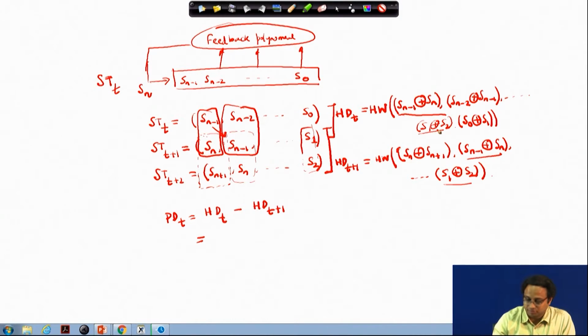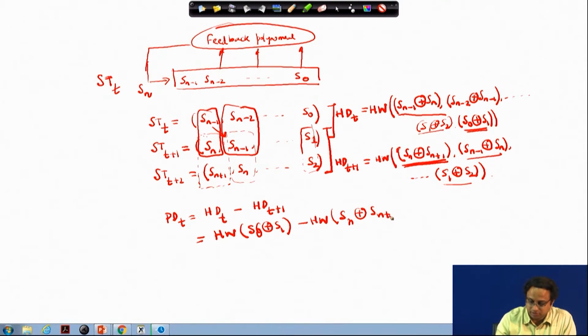So, therefore, the new term that is over here is one of them is this and the other one is this, okay. So, therefore, this difference would be nothing but the Hamming weight of S0 XORed with S1, okay, minus the Hamming weight of Sn XORed with Sn plus 1, okay. So, note that these are the two things which are only different, and therefore, the final result will depend on the difference between these two.